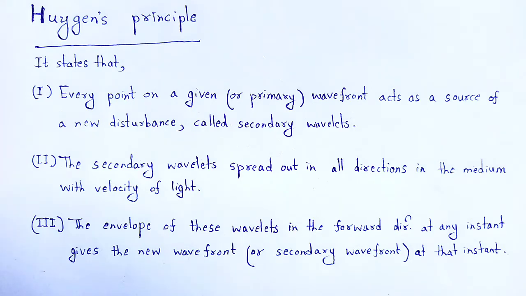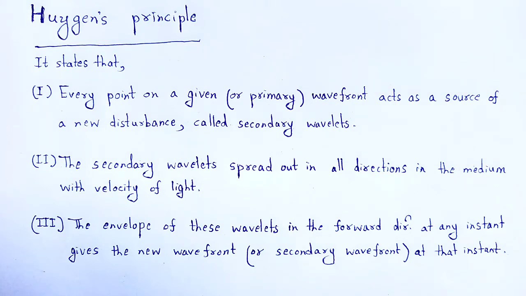In this video, we are going to discuss Huygens' principle. Let's begin. According to Huygens' wave theory of light, each point source is a center of disturbance from which waves spread out in all directions. The locus of all the particles vibrating in the same phase is called a wavefront, as we discussed.